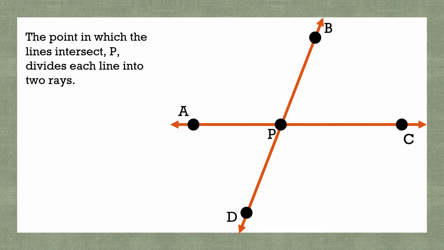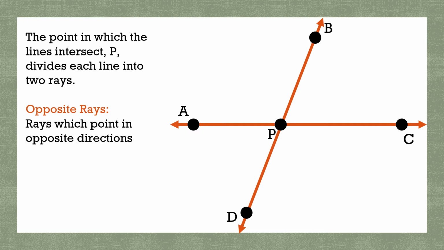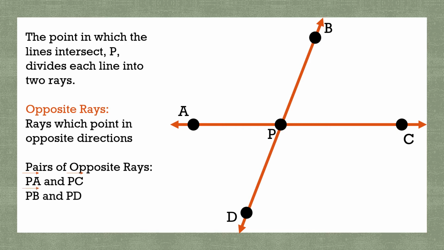So check this out. At point P, now we can say that from P to A, that's a ray. From P to B, that's a ray. From P to C, that's a ray, and from P to D, that's a ray. So we can talk about more than just these lines now. We can also talk about rays. What else stands out here is something called opposite rays. So this is where we have rays which point in opposite directions. So our pairs of opposite rays in this picture include rays PA and PC, and rays PB and PD.